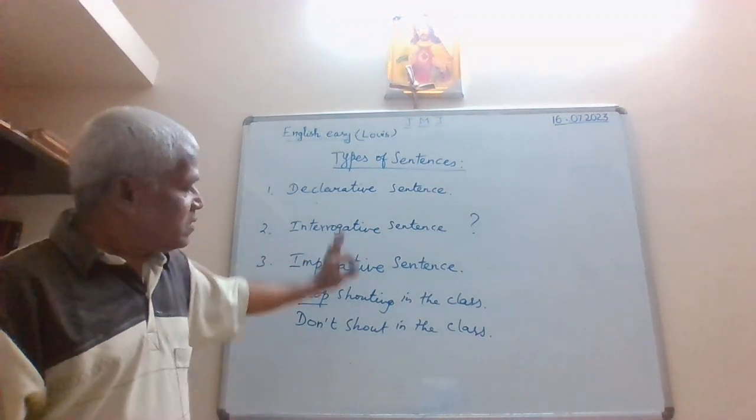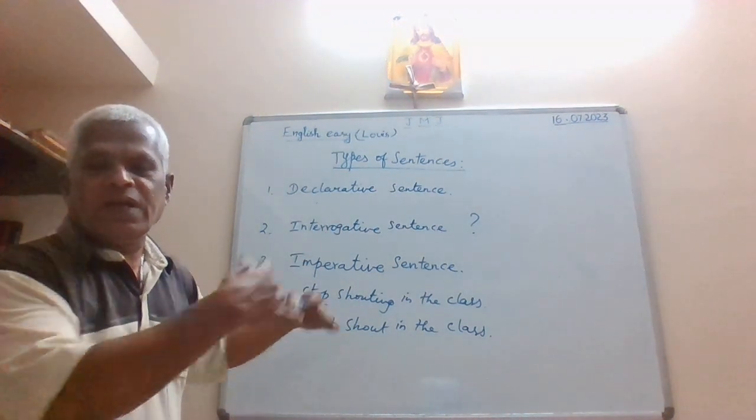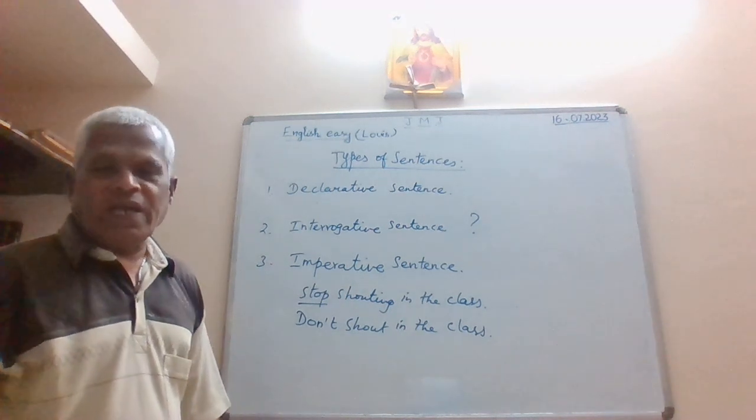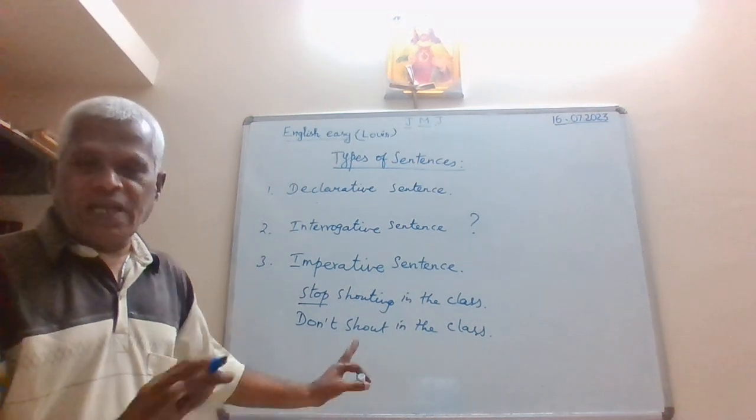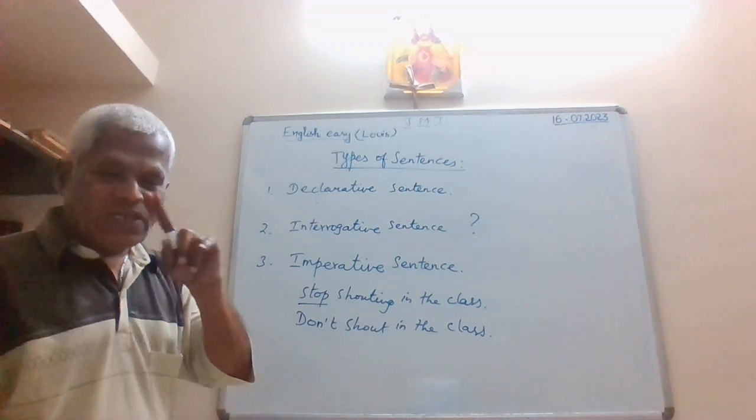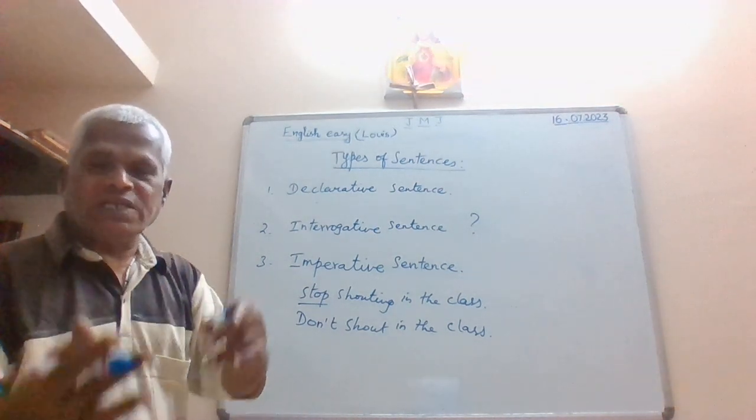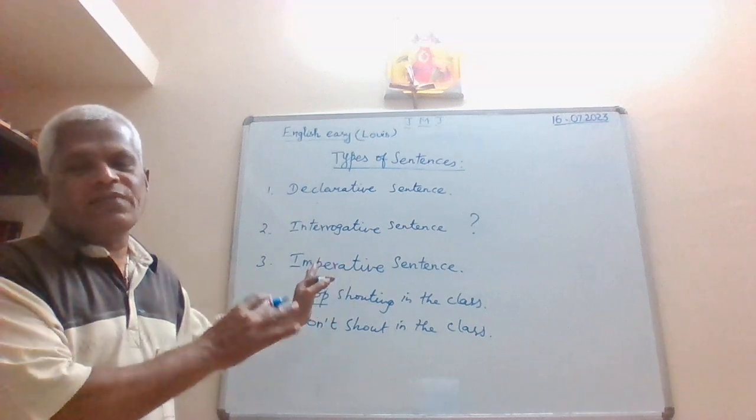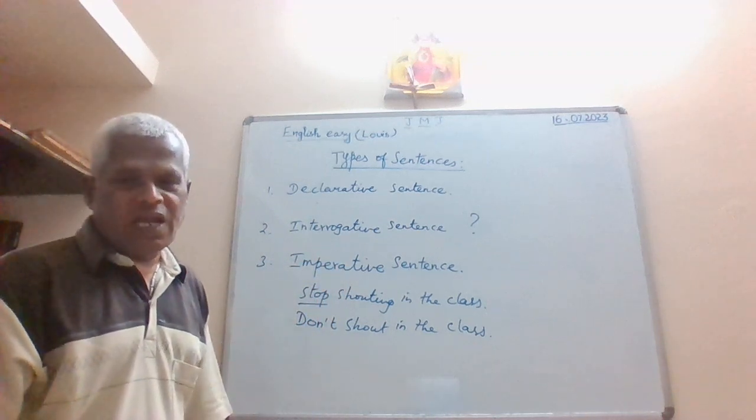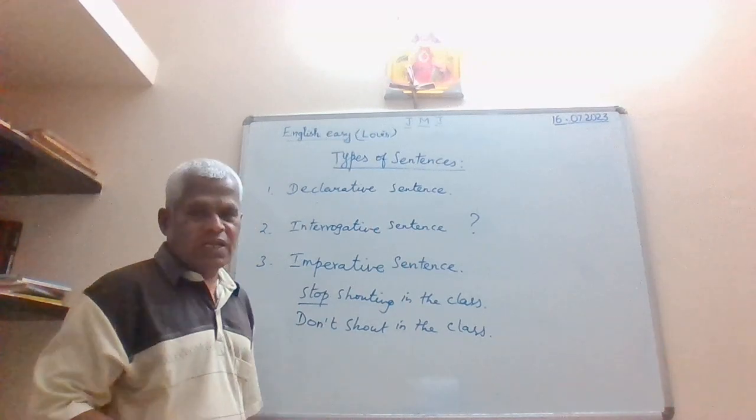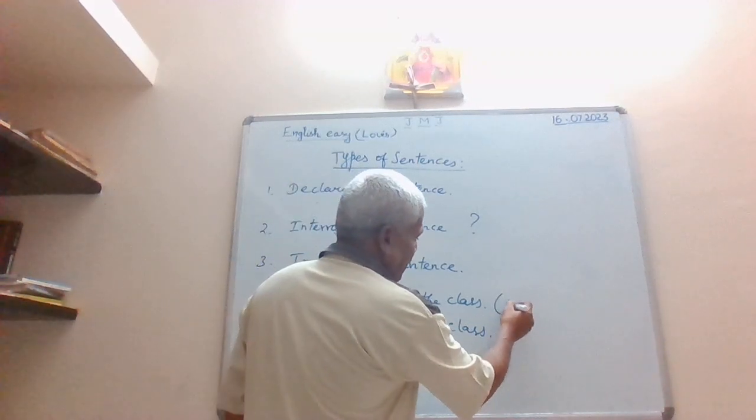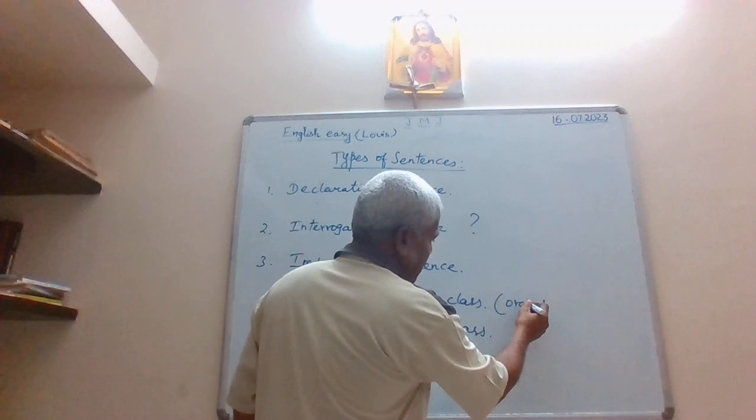Now all these things will become very clear when we try to change from direct to indirect, when we study direct to reported speech sentences. So for the time being, I'm just trying to help you understand what the different types of sentences in English are. Alright? Now, when you say "Stop shouting in the class," this is an example of an order or a command.